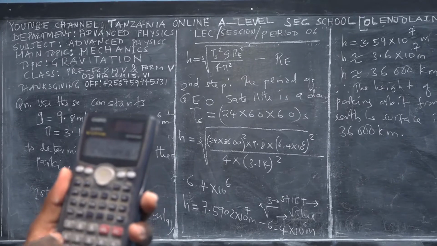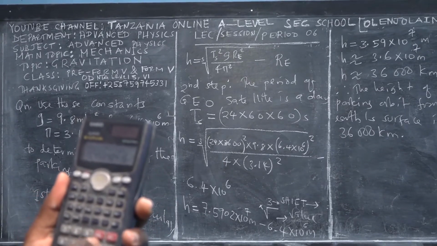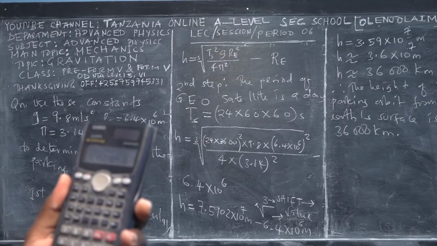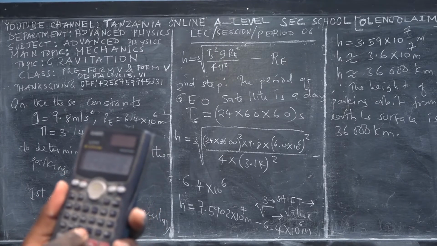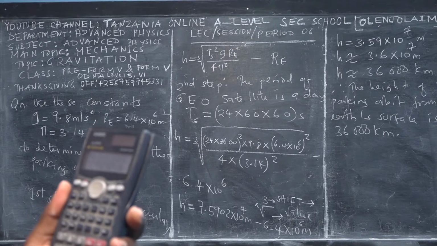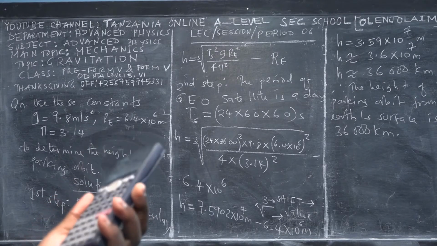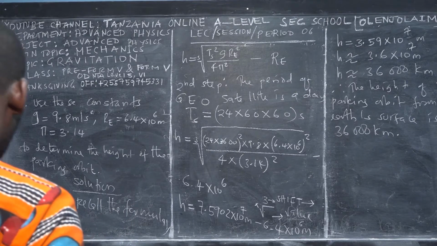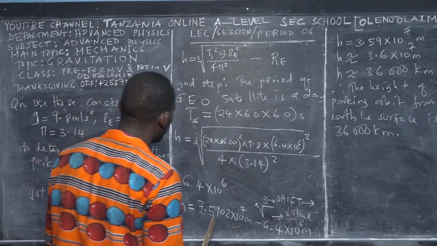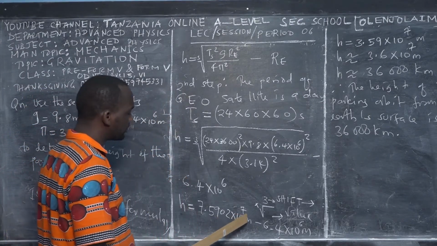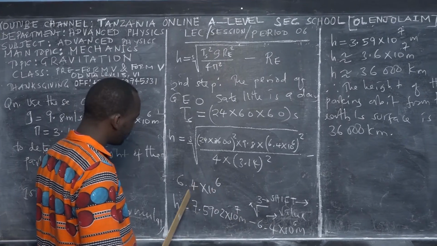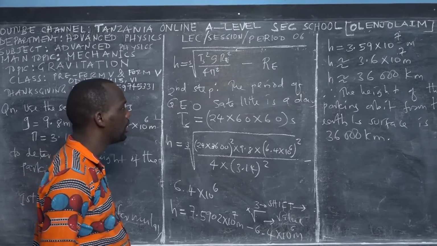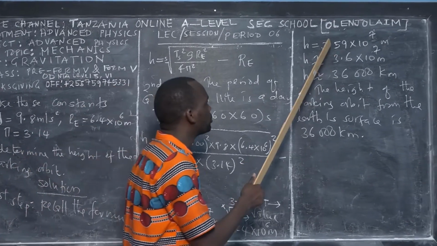So the cube root of what? Of 4 times what? Times pi, or you can use 2 times 3.14, and then square it. Then this is the response that you are going to get. The response will be 7.59002 × 10^7 meters. You subtract it with the radius of the Earth, which is 6.4 × 10^6 meters. After subtraction, the response will be this one.